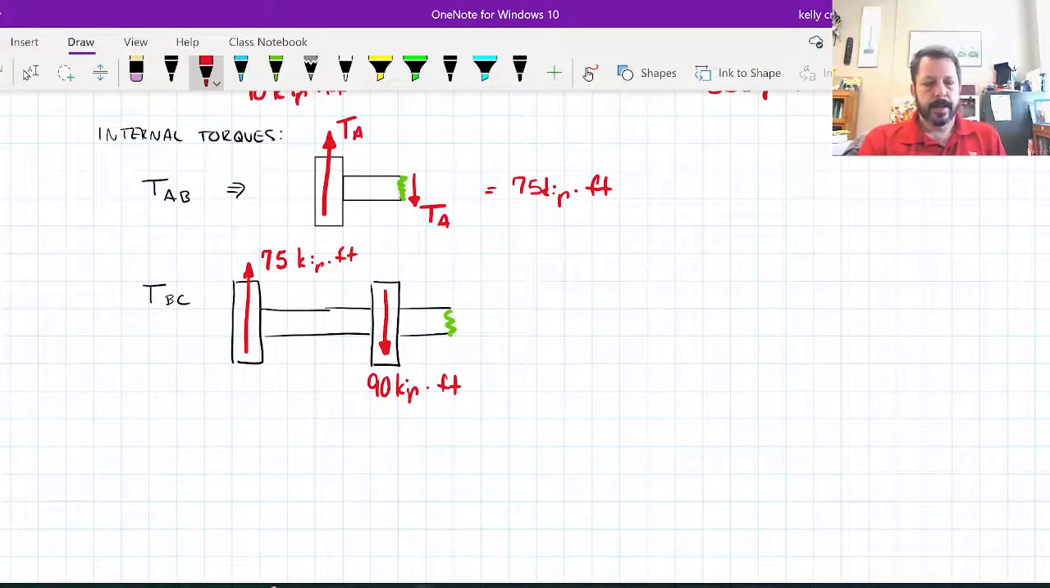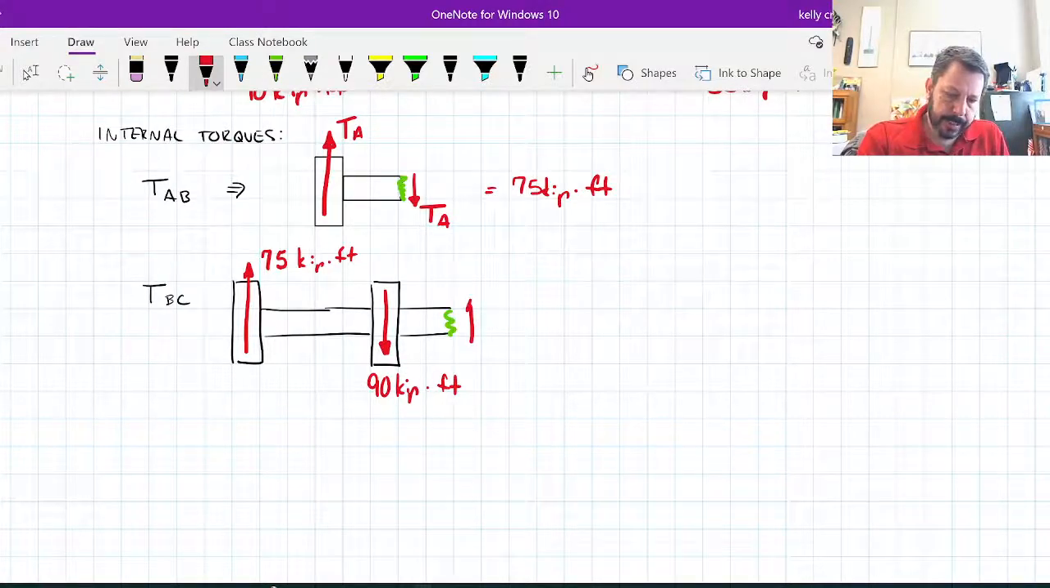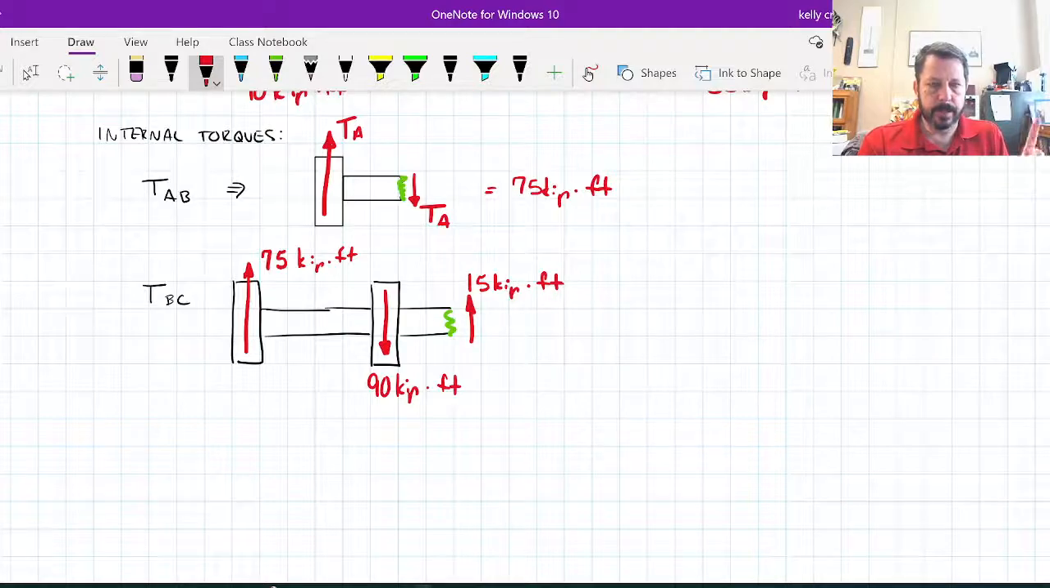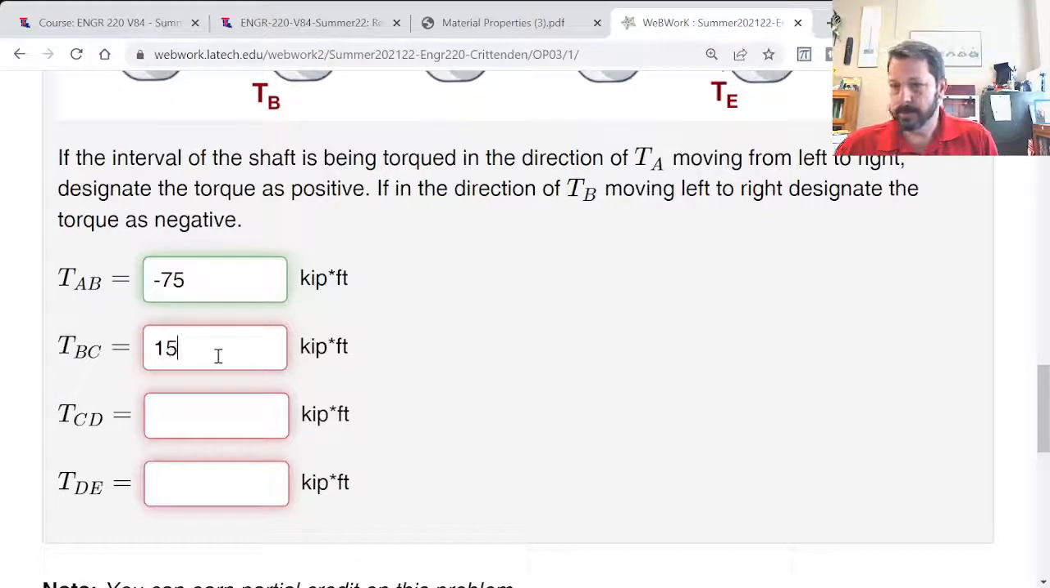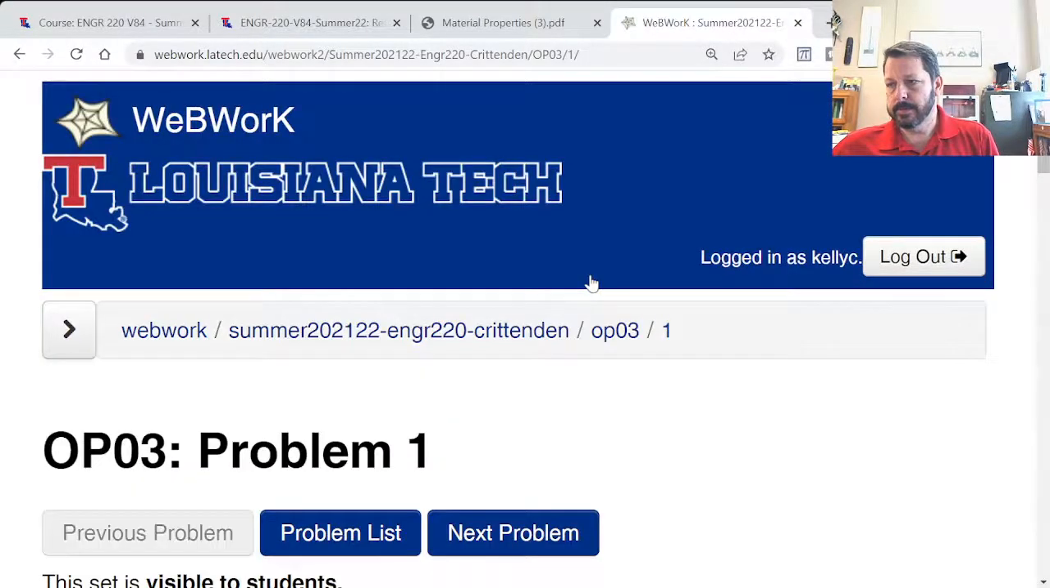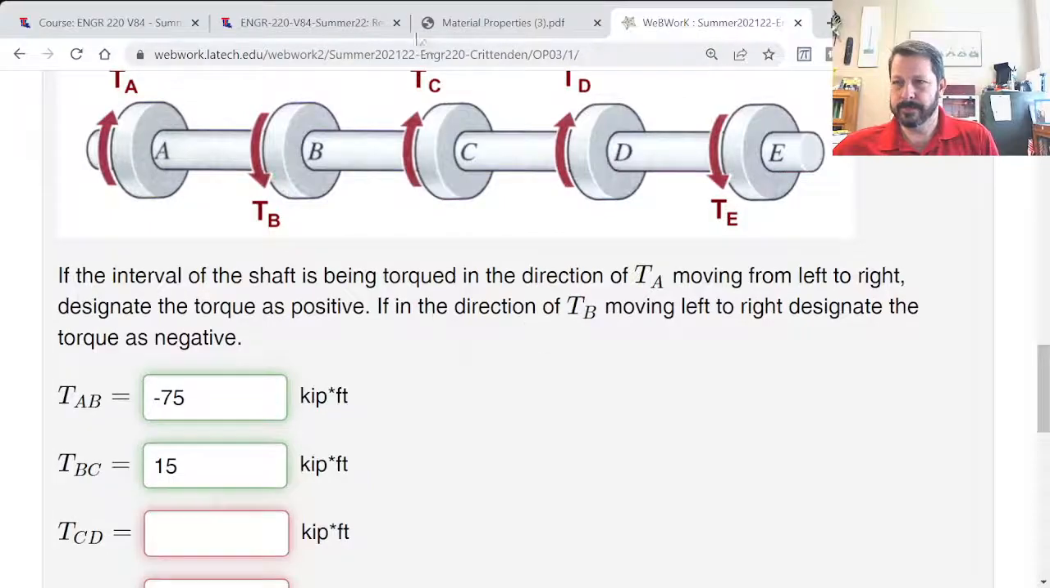So for here, I need another 15 to make this balance out. 15 plus 75 going up equals 90 going down. And is that clockwise or counterclockwise depends on which point of view you're taking on the shaft. All right, so this one matches the direction of TA. So in web work, I should be able to put just a 15 in here and get it right. Yes. All right. Let's do the next one.